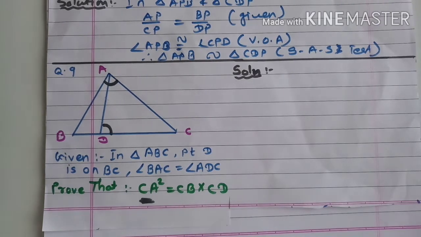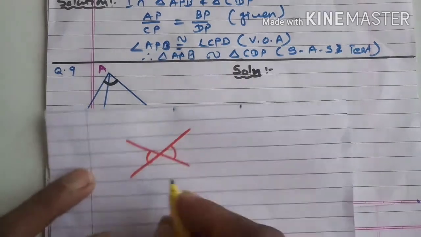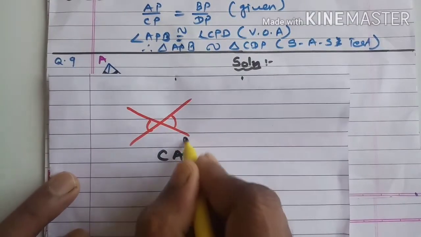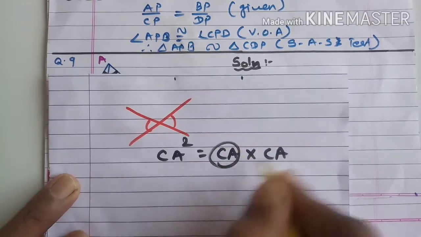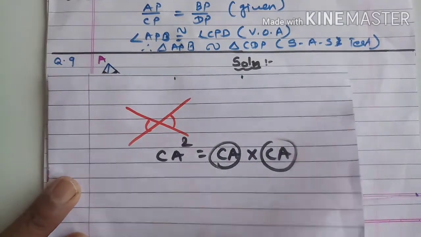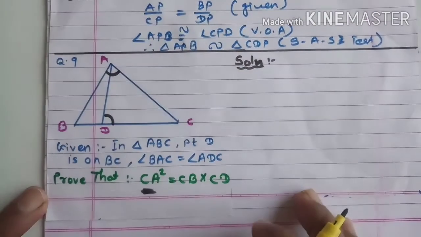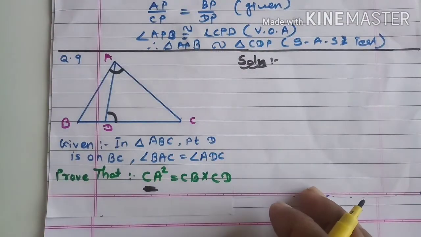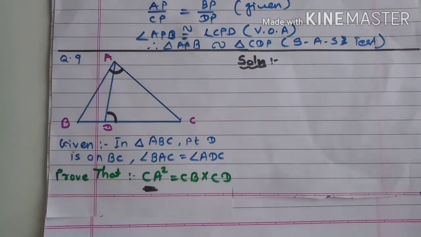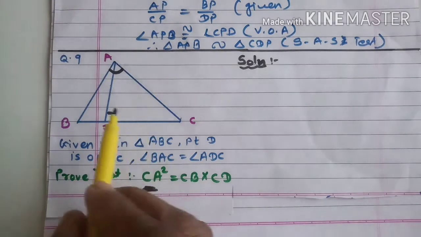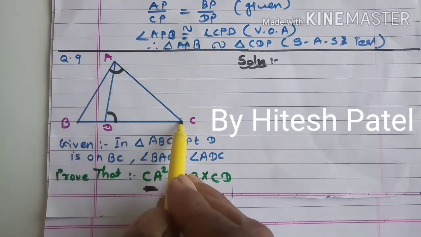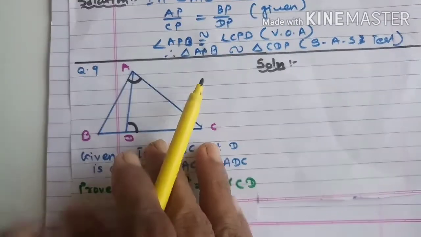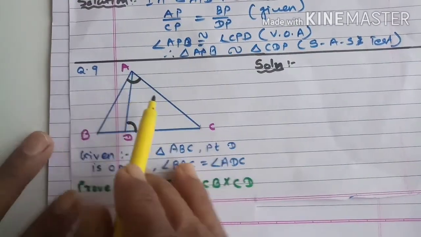What is meant by CA square? CA square is equal to CA into CA, means 2 times CA. So select those two triangles having CA side in the triangle. CA should be there. So which are those triangles?